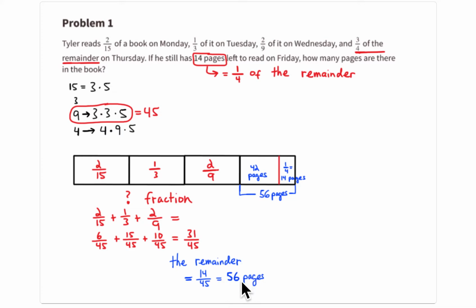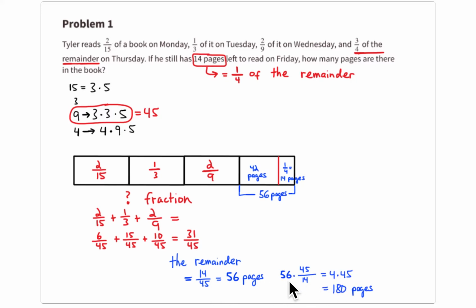And so 1/45 is going to be these 56 pages divided by 14. This is 14 45ths. I want to know what 1/45 is. So the 56 pages divided by 14. So now what I'm doing is multiplying by the multiplicative inverse of 14 45ths, which is 45 14ths. So I'm going to divide by that 14. That's going to tell me one of these parts is equal to how many pages, and it turns out that it is equal to 4 pages.